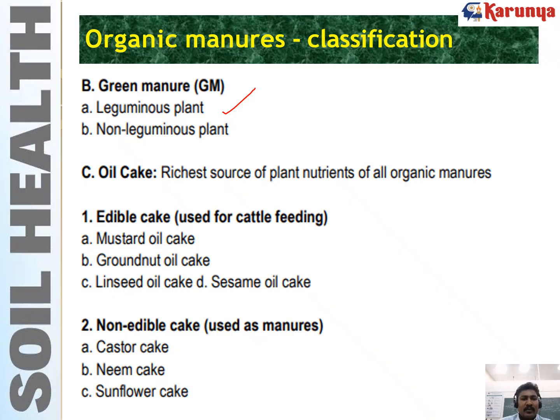They can use it from leguminous plants and non-leguminous plants. Leguminous plants are rich in nitrogen. Non-leguminous plants also supply nitrogen, but in a lesser amount than leguminous plants.